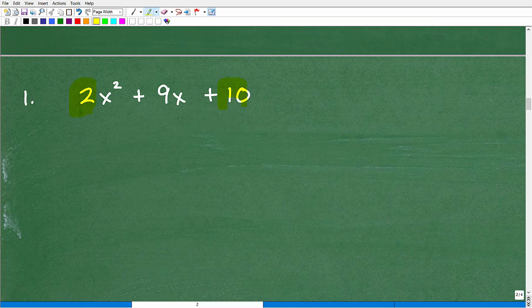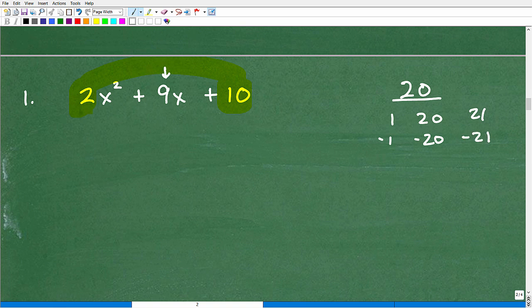Okay, so here we've got 2. We're going to multiply it by 10. So 2 times 10 is 20. Now, I'm thinking about factors of 20 that add up to 9. So 1 and 20, there's no way I can get a 9 out of those factors. I'm going to get either 21 or negative 21. What's the point of doing that? 2 and 10, there's no way I can get a 9 from that. But how about 5 times 4? That's 20, and yes, I can definitely get a 9. There we go, I just found it, 5 times 4.